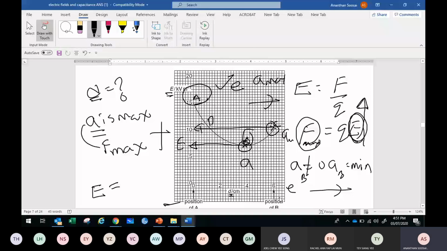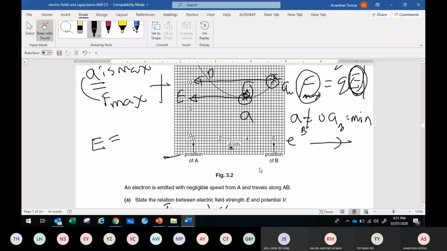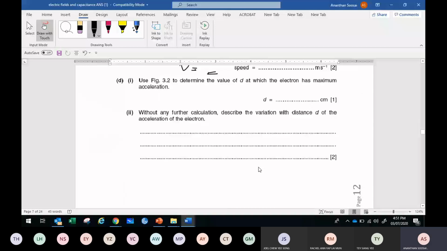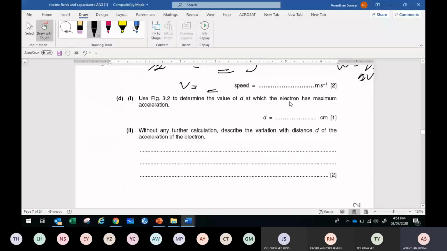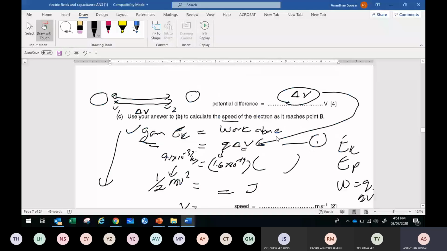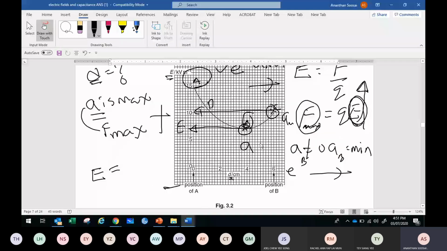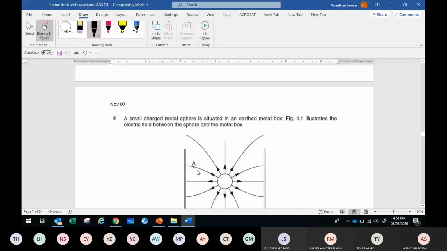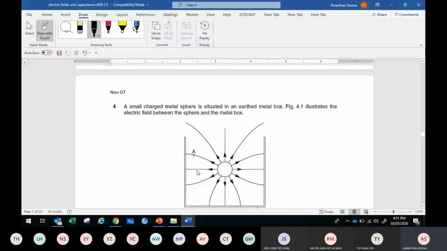Okay, so go back to the question. Determine the value of d at which the electron has maximum acceleration. The d should be point A, this position, 0. At 0 centimeter, your acceleration is maximum.